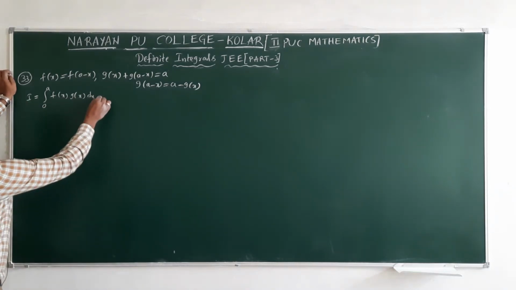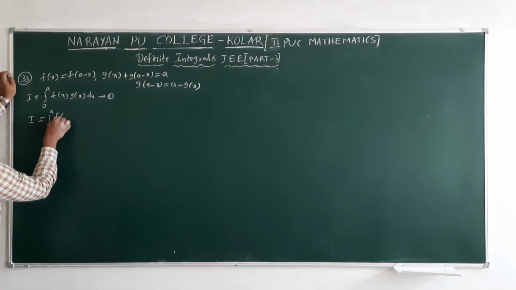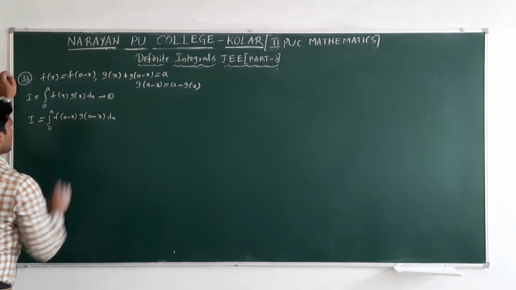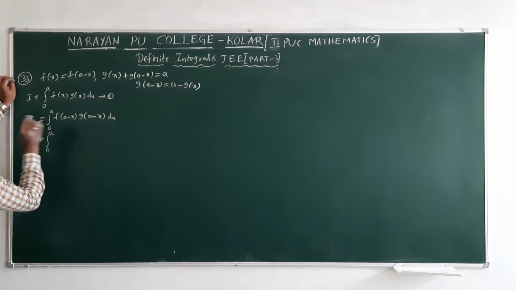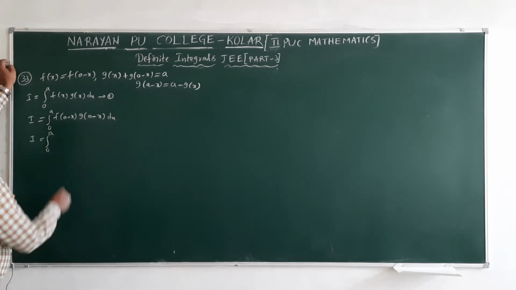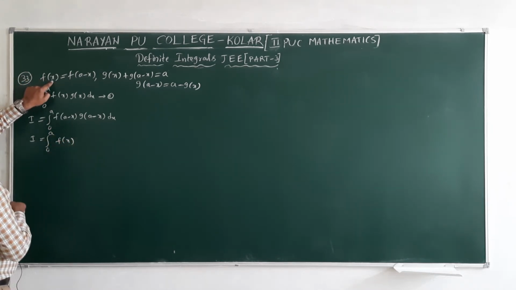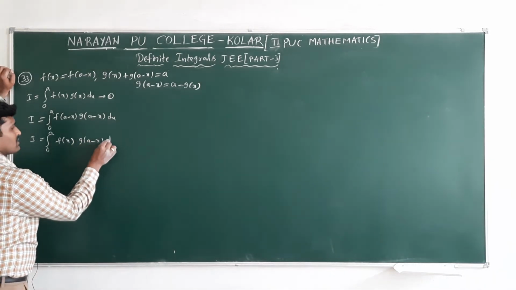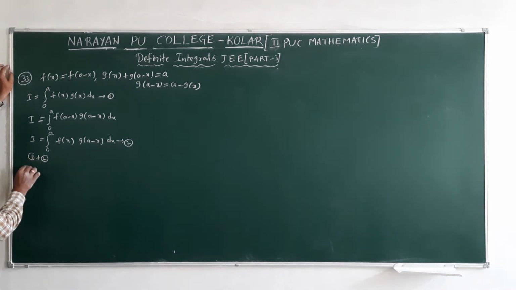I'll apply the property here. I equals the integral from 0 to a of f(a − x) into g(a − x) dx. Here f(a − x) is clearly f(x), no need to write it also. Here g(a − x) is as it is, into dx. Now I'll add 1 and 2. By adding 1 and 2, we get 2I equals the integral from 0 to a.